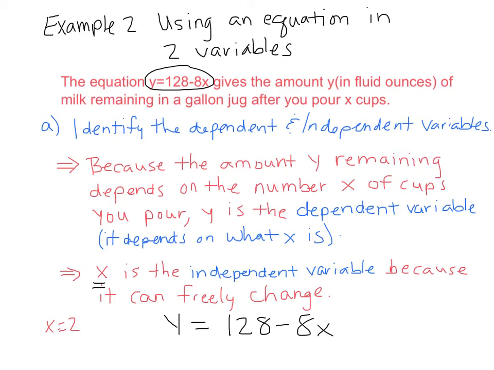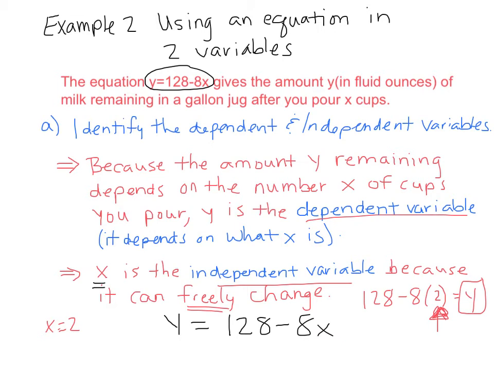So if x actually equaled 2, it would be 128 minus 8 times 2, and that would be what y equals. Because I can change this number, it can change freely, it is the independent variable. Because I can make x any number to equal what y would equal, y becomes our dependent variable because it depends on what x has to be in order to be correct. This is not something that can change freely. Your y stays the same depending on what our x here equals.